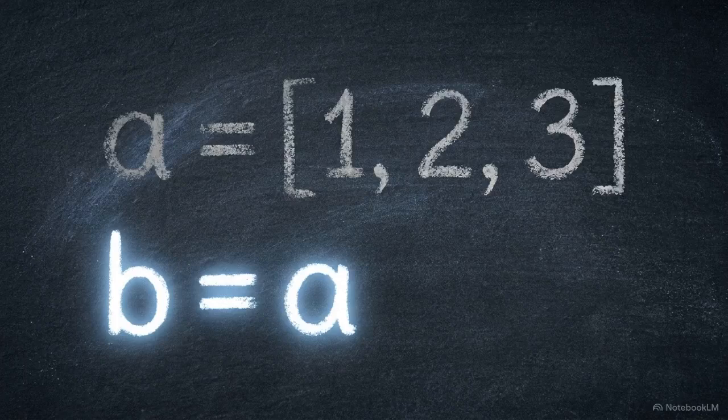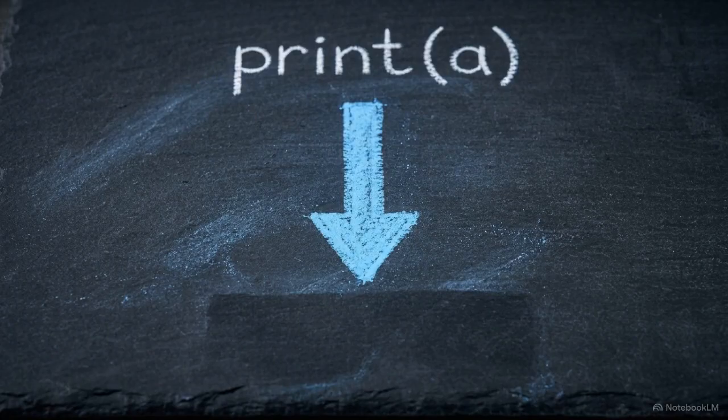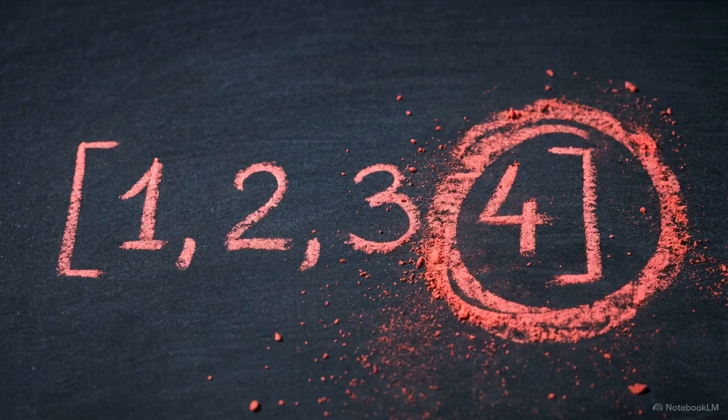We switch over to list creation now. We assign a sequential array of integers, 1, 2, and 3, to a primary variable, a. Next, we assign a secondary variable, b, to equal variable a. We then execute an append command to add the number 4 strictly to the b variable. We print variable a to check our work. The terminal output reveals that the number 4 is there too. Variable a was permanently altered.